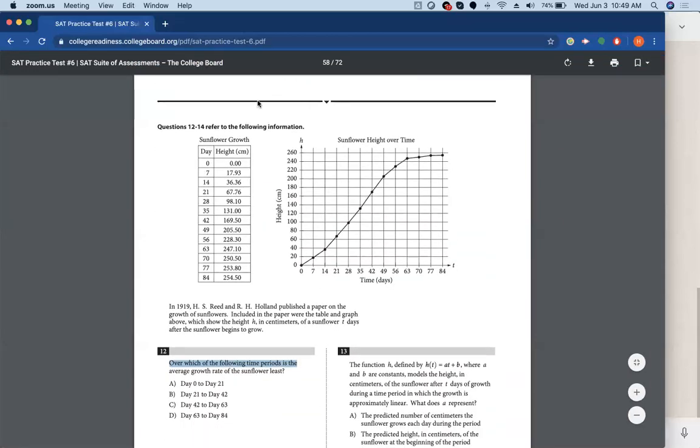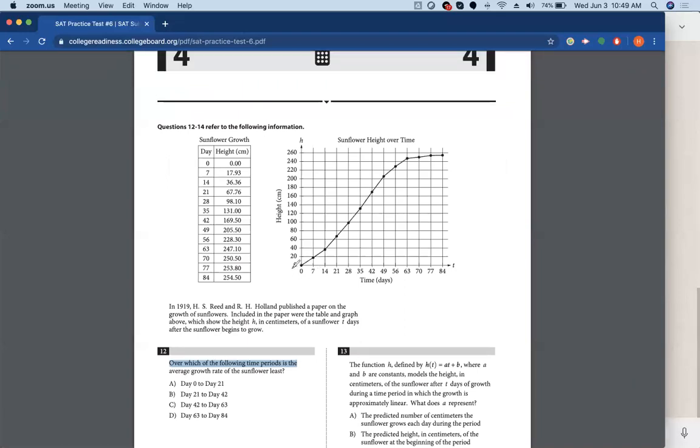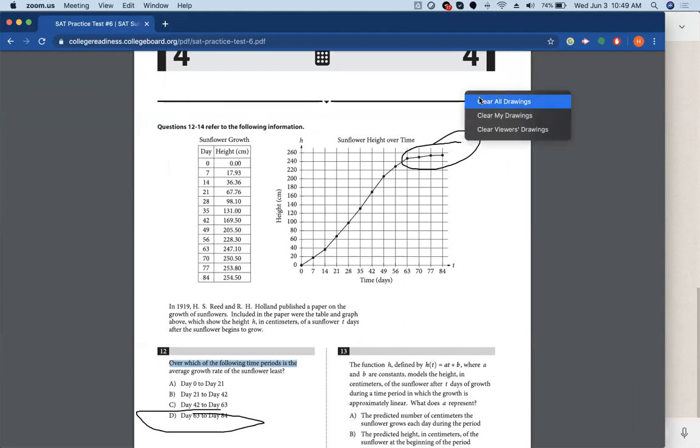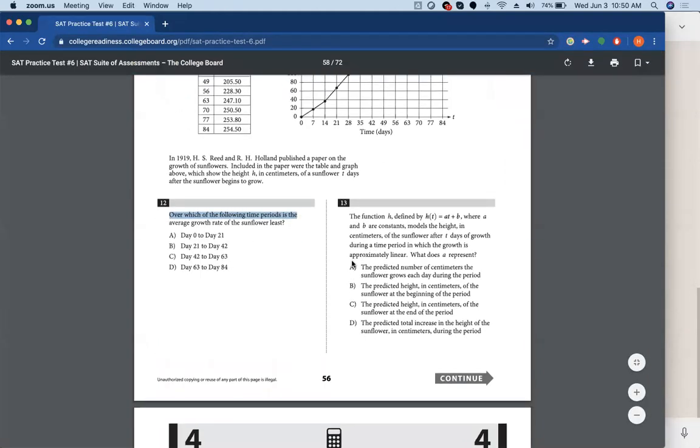Over which of the following time periods is the average growth of the sunflower the least? So we're finding in this graph wherever there's the least slope, and it looks like there's the least slope over here, which turns out to be our answer D. Wonderful.